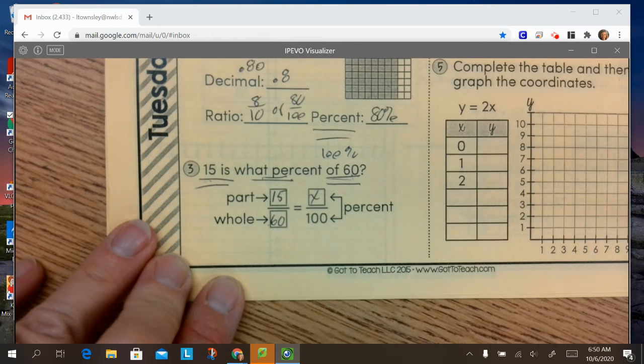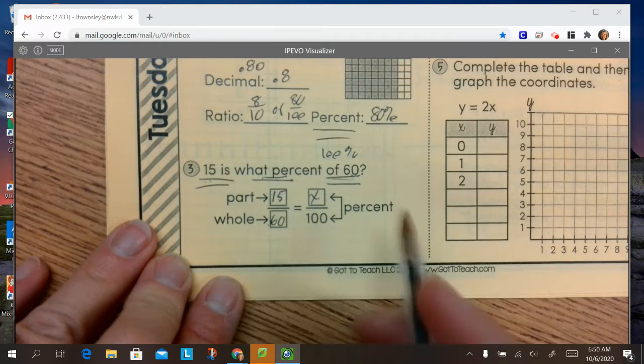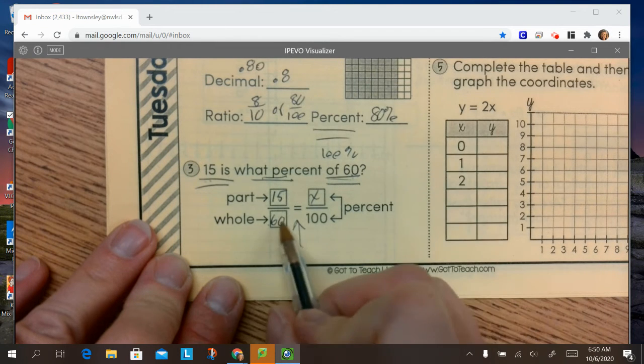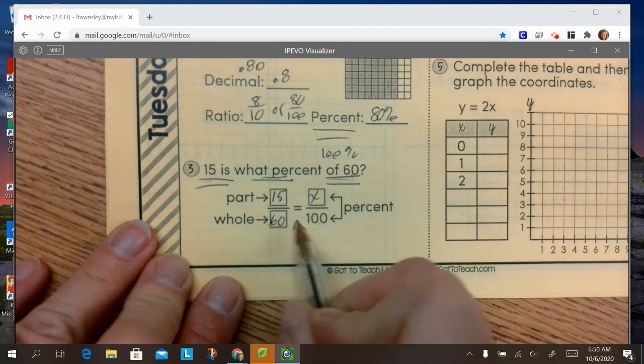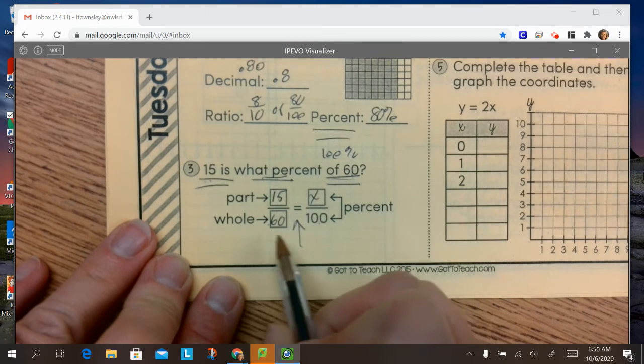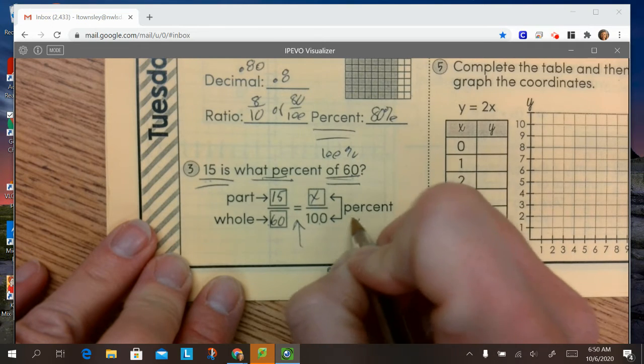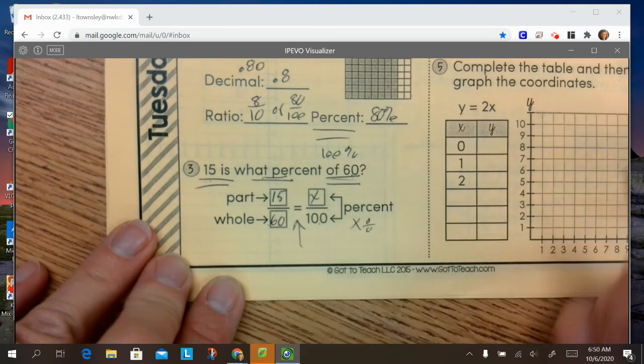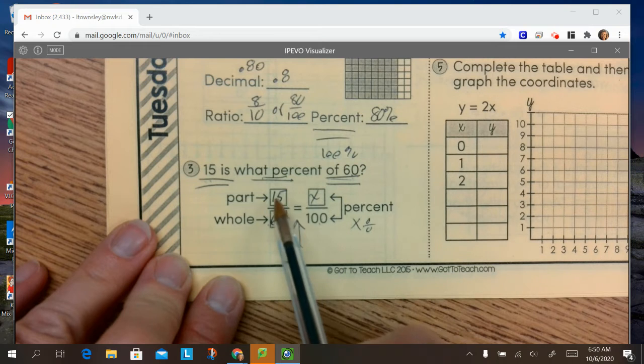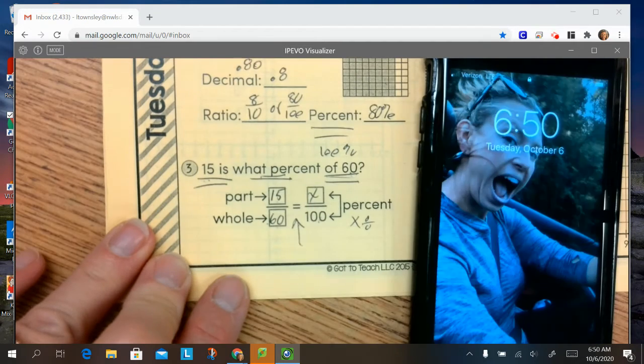And if you want to, you can start solving these. To solve these, you want to see if there's anything you can do to increase the 60 to get to 100. Like 60 times 1 would give me 60. That doesn't work. 60 times 2 is 120, so that doesn't work either. So you have to do this cross multiply and then divide process. So you want to cross multiply the numbers you can see: 100 times 15, then divided by 60. If you want, you can always get out your calculator.